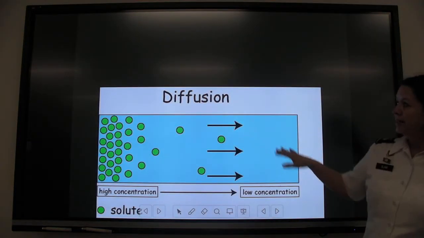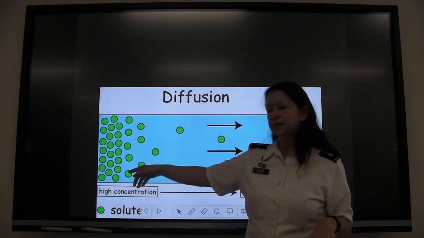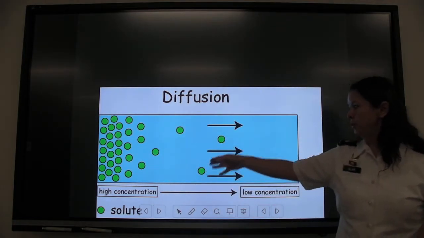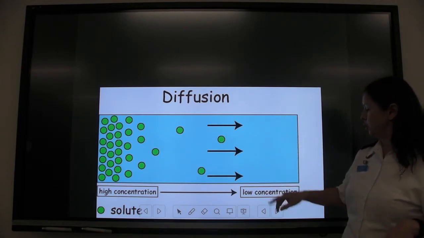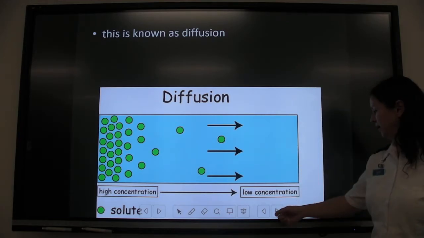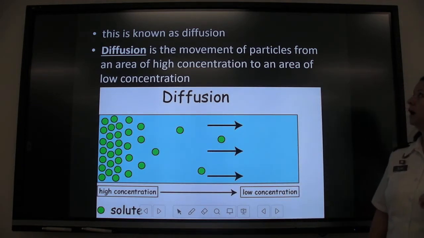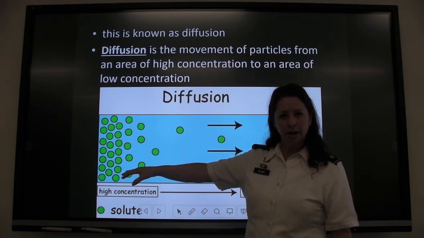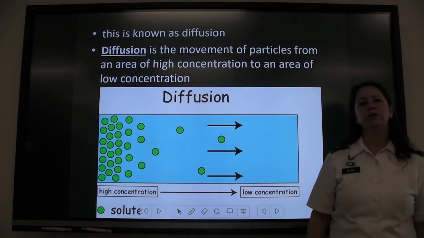Now, this is what that looks like. You have a lot of powder over here. These are your little particles of solute. Here's your high concentration, and these little particles are going to move this way because over here there's none of them. This is your low concentration. This is known as diffusion. And that definition is, diffusion is the movement of particles from an area of high concentration, where there's a lot of them, to an area of low concentration, where there's not much.